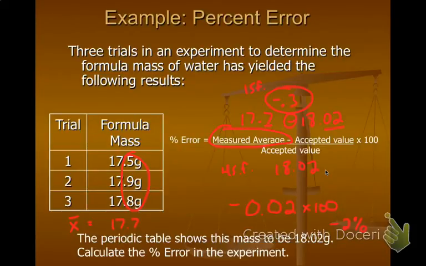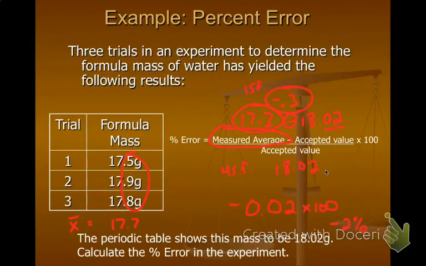Quick conversation in your small group. What do you think that negative symbol refers to? Alright, so if you had a chance to discuss that, you probably figured out that it means that our measured average is less than the accepted value.